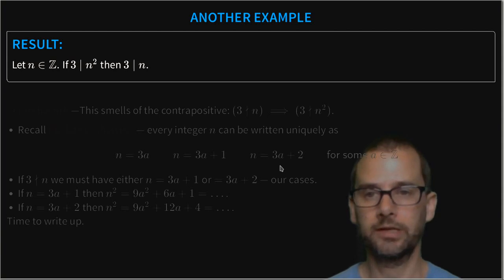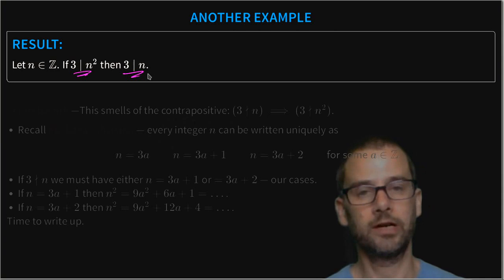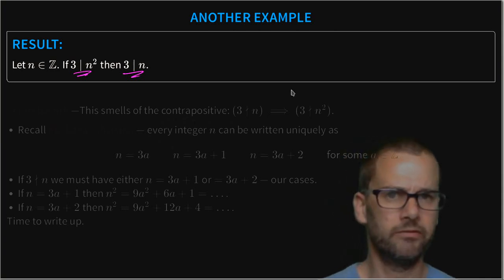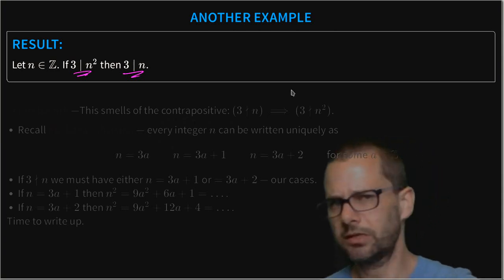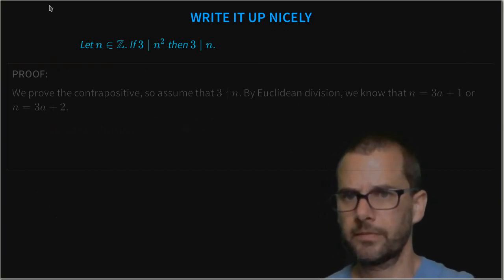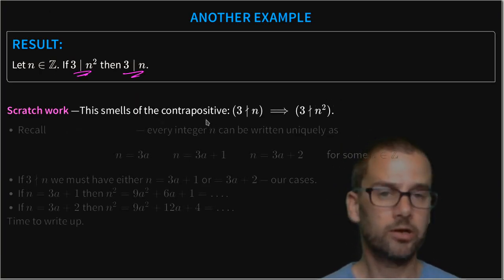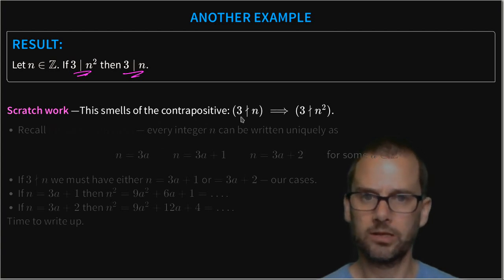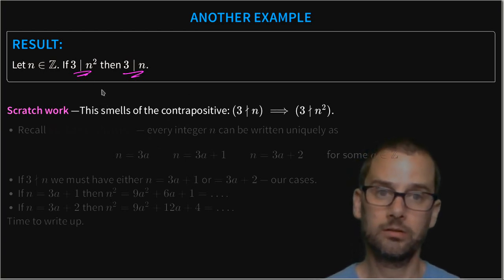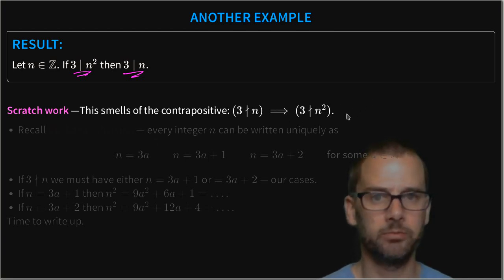Okay, let's do another example. Let n be an integer. If 3 divides n squared, then 3 divides n. Okay, and if you think about this, you can convince yourself that this is true, but also this smells of a contrapositive proof. So if I flip this around, by taking the contrapositive, not the conclusion implies not the hypothesis. So 3 doesn't divide n implies 3 doesn't divide n squared. And now we're on firmer footing.